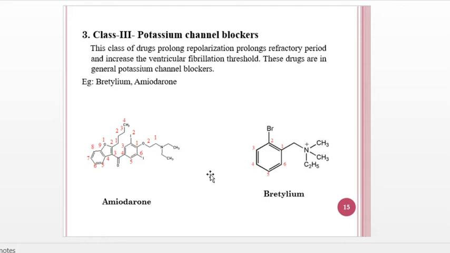This class of drugs prolongs repolarization, prolongs the refractory period, and increases the ventricular fibrillation threshold. These are generally potassium channel blocking agents like bretylium and amiodarone. This is amiodarone and bretylium.